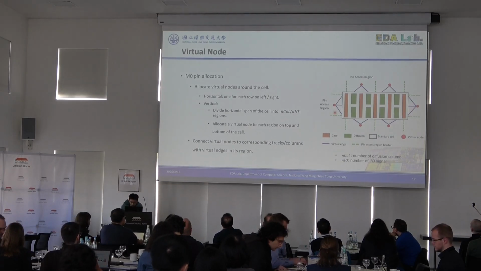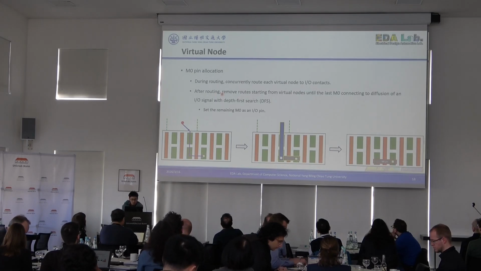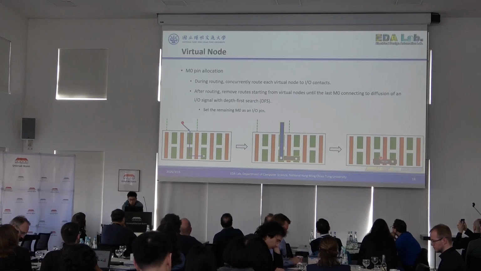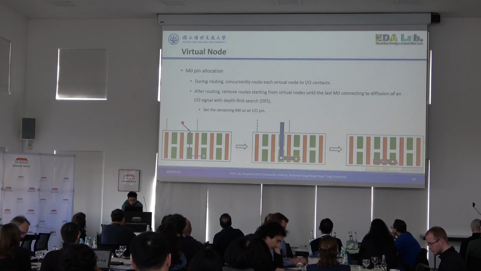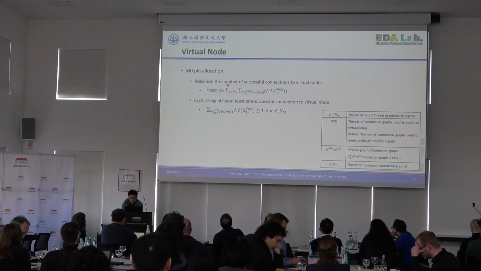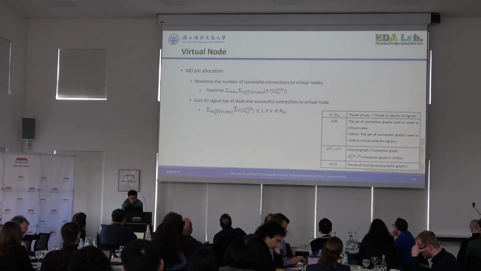During routing, we concurrently route each virtual node to I/O contacts. After routing, we remove routes starting from virtual nodes until the last M0 connecting to the diffusion of an I/O signal with DFS, and set the remaining M0 as an I/O pin. In our concurrent software constraints, we maximize the number of successful connections to virtual nodes, and each I/O signal has at least one successful connection to a virtual node.